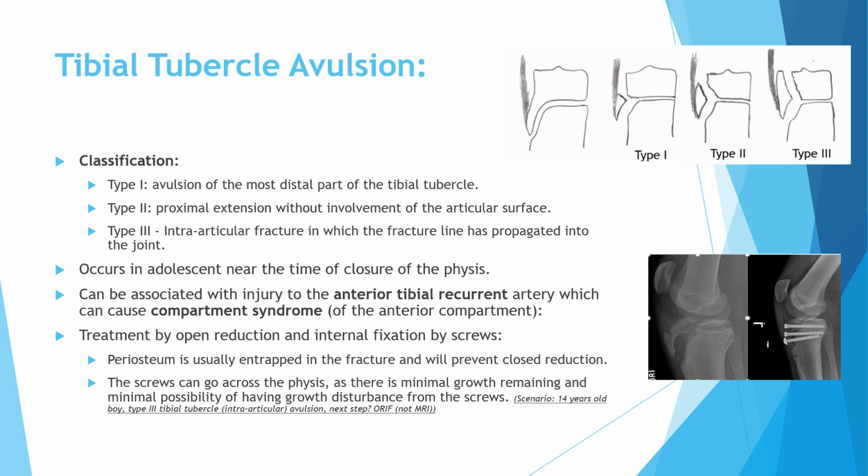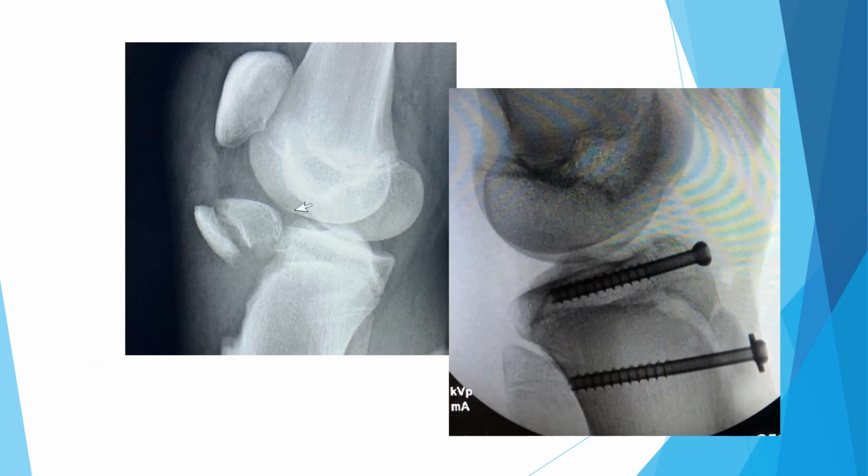The second thing is the periosteum is usually flipped into the fracture, so you need to do open reduction, get the periosteum out, and then fix with the screws. The screw will cross this part of the physis. Usually this does not cause a problem because these kids, as we said, are very close to ending their growth. So usually there is no growth disturbance with these screws. If that happens in a child that you think has more growth than usual, you can remove the screws once healing is achieved.